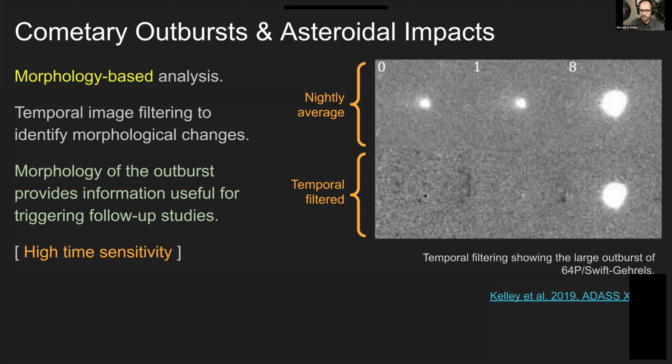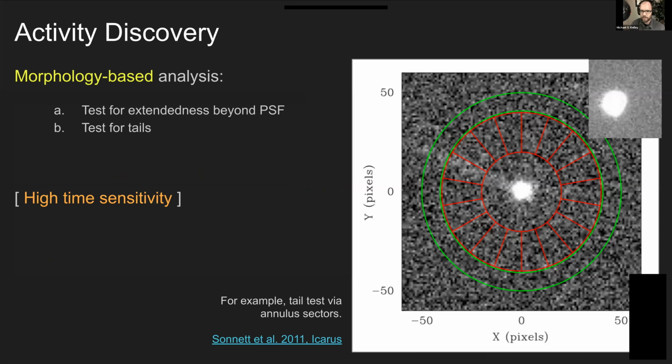And then I have a couple of examples of how we could do some morphology-based analysis, a kind of temporal filtering, in order to tell us the morphology of the outburst, because that has some useful information on whether or not you want to trigger follow-up studies.